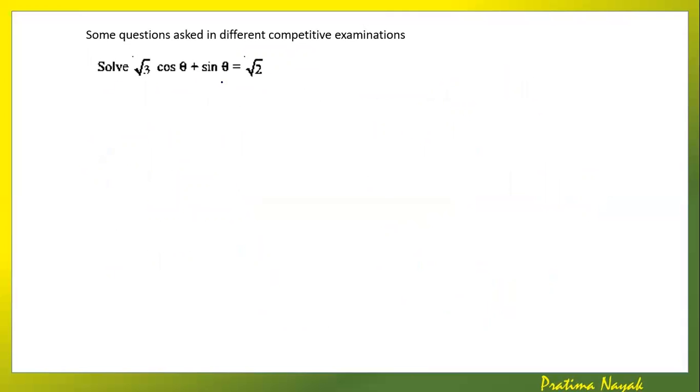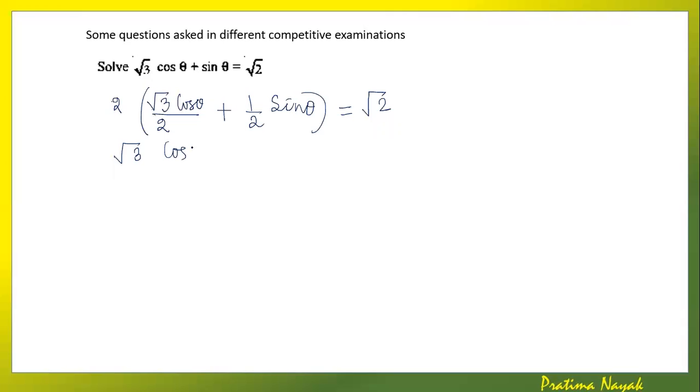Next, solve root 3 cos theta plus sin theta is equal to root 2. So to convert this into one function, what I'll write, I'll multiply by 2 and divide by 2 in all the terms. Write this: I'll multiply 2, root 3 by 2 cos theta plus 1 by 2 into sin theta. This is equal to root 2. So I multiply 2 and divide 2. Or I could have divided by 2 in all the terms. That will also be there. Root 3 by 2 cos theta plus 1 by 2 sin theta is equal to root 2 by 2, which is equal to 1 by root 2.